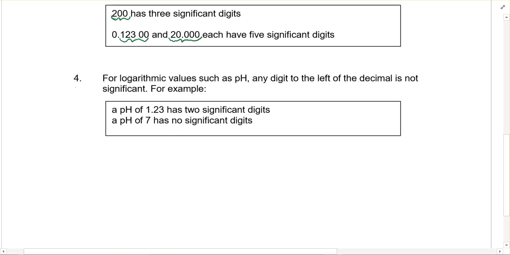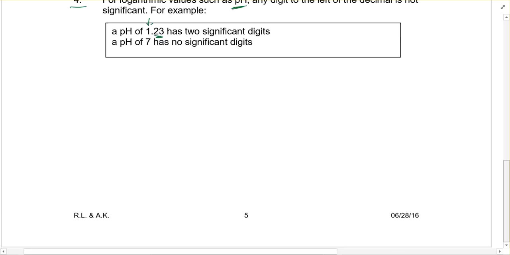Okay, so we're not going to do much with the logarithmic one, but for logarithmic values such as the pH scale, any digit to the left of the decimal is not significant. So like the 1 here is not significant. You'd say this has 2 significant digits. A pH of 7 has no significant digits. Yeah, it's kind of nice to know, but we won't really be using it too much in this course.